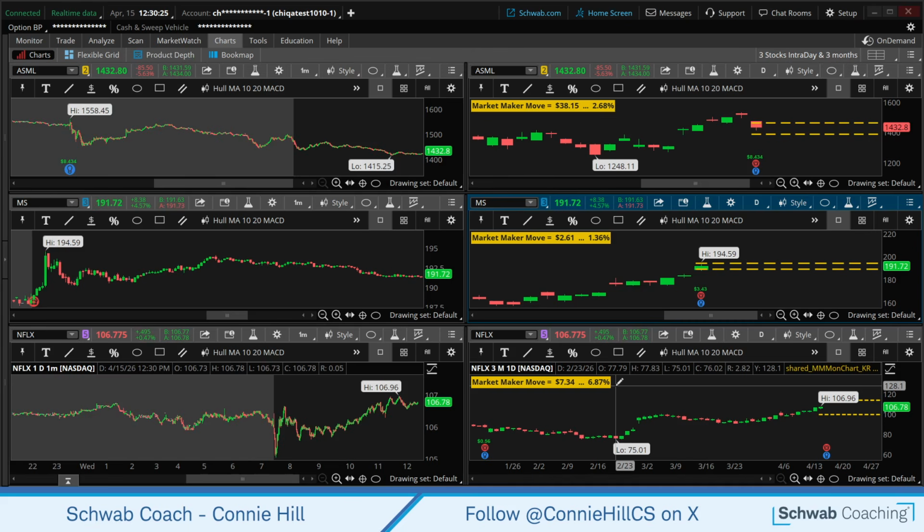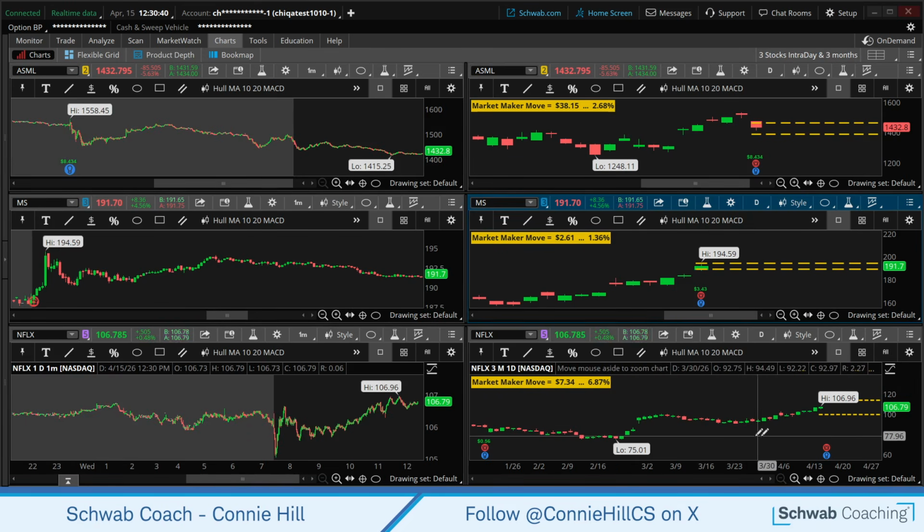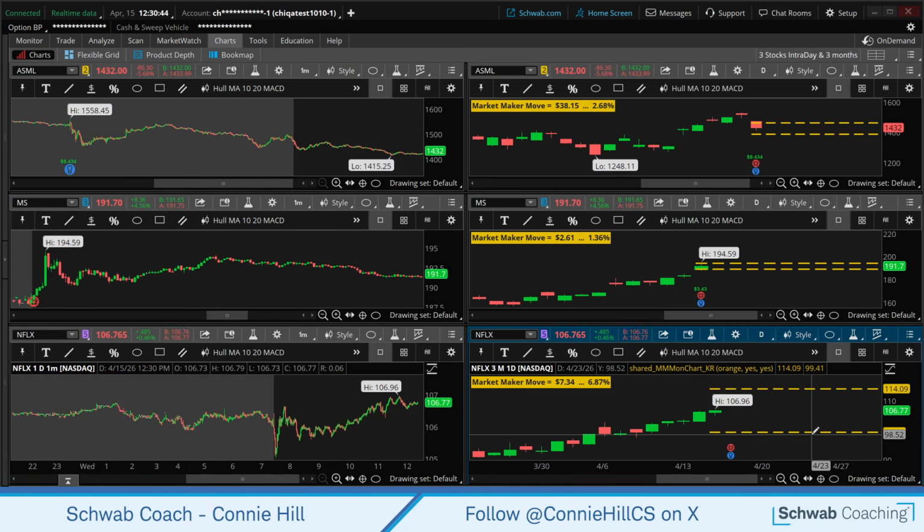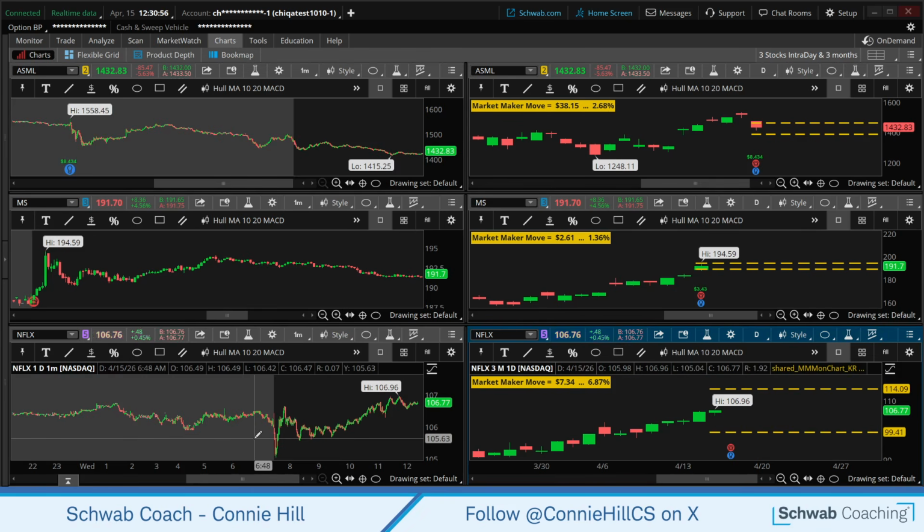So on Netflix, part of this chart is showing you what the market maker move is. Netflix is expected to move up or down about $7.34 for the event, which is about a 6.87% move. And these yellow lines here indicate what that would look like. Here's the move up 7.34 and here's the move down 7.34. So it can be helpful to have that in view at the same time that you're seeing what's happening in the post-market and pre-market activity.